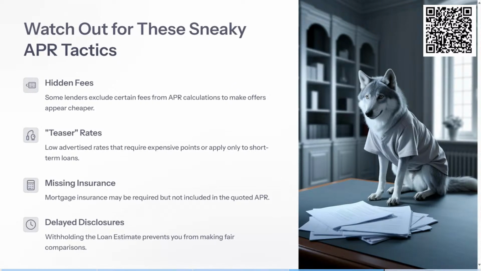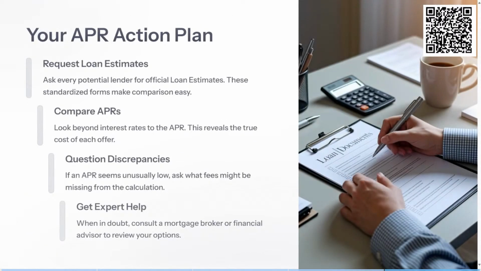And delayed disclosures. They get you into contracts and they withhold the loan estimate from you, which is going to make it hard for you to compare. So what your APR action plan is: always request a loan estimate. That's when you get in the contract. Compare APRs, not ABCs, APRs, and question discrepancies. If something doesn't seem right, question it and get help from an expert.